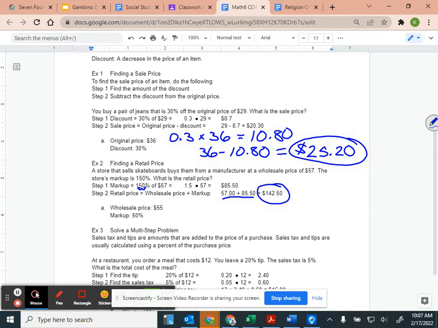So the store's making a lot of money off of that skateboard. Too bad we can't just go right to the wholesaler. I'd much rather spend $57 than $142. So let's do an example.